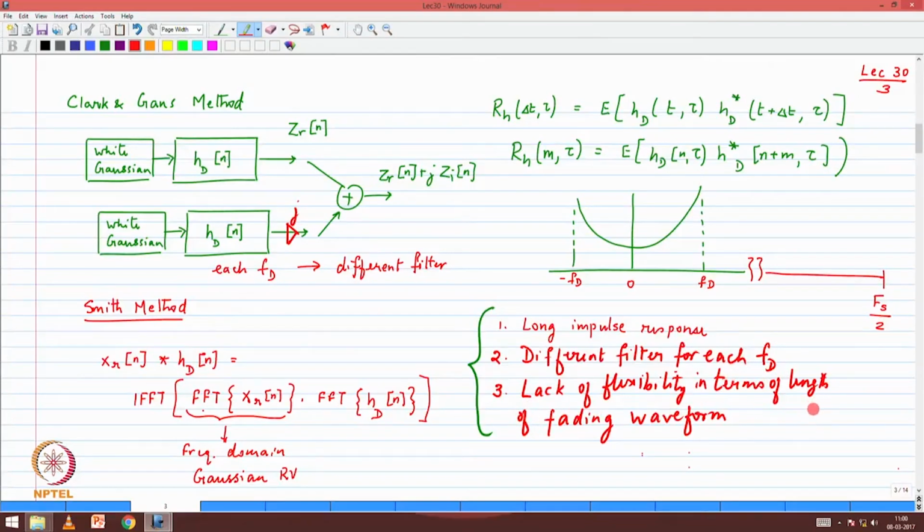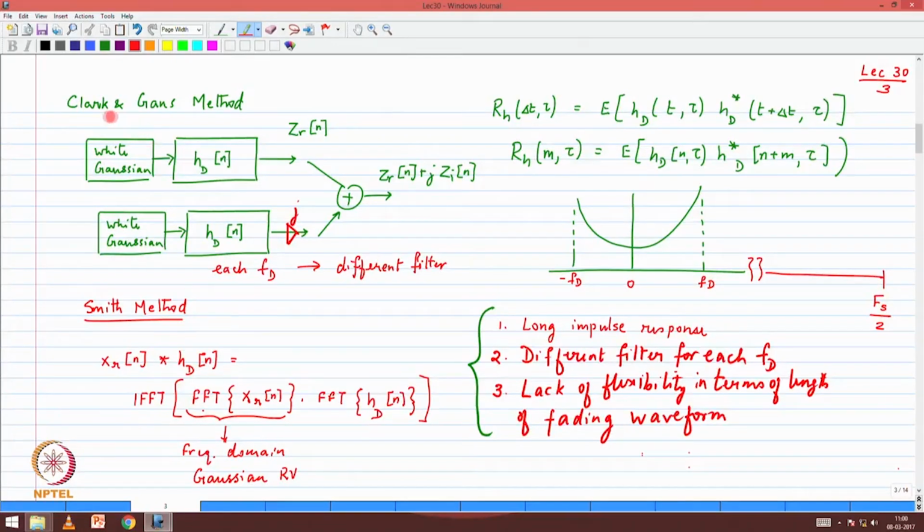And of course, we also saw that once you have these long filters, you don't have too much flexibility in terms of the length of the fading waveform that you are generating. You will be constrained to generate a minimum set. So that is Clark and Gans. Clark and Gans basically does a time domain convolution. The Smith method is the same approach but implemented in the FFT domain.